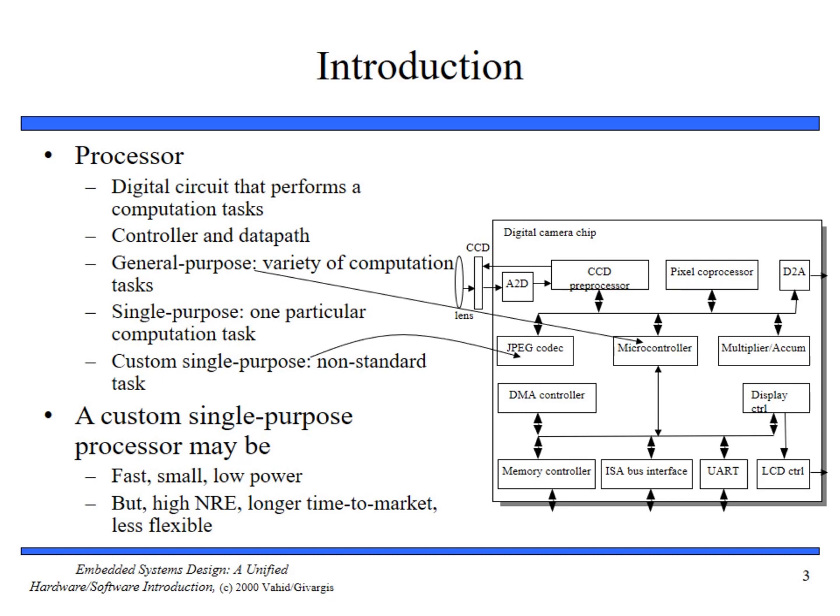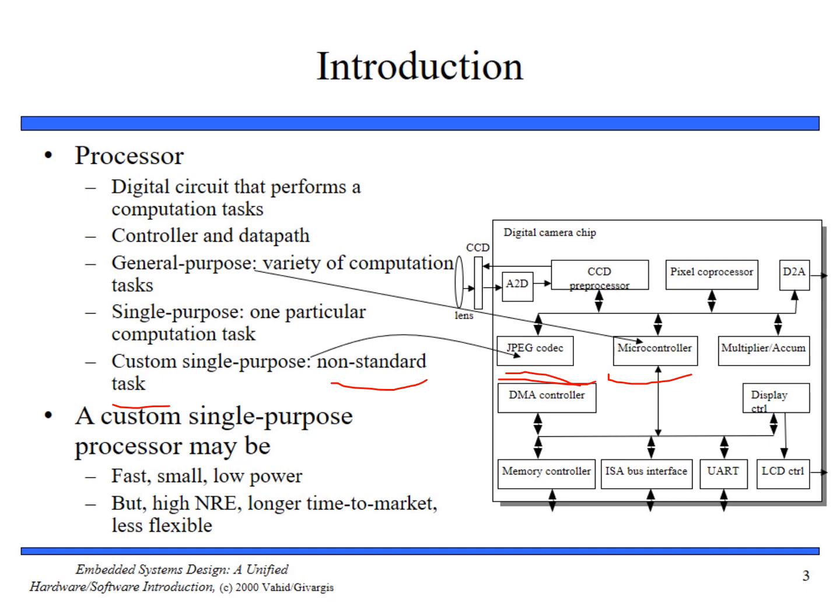General purpose processor performs variety of computational tasks. So this is our general purpose processor here, which can perform variety of tasks. Single purpose processor performs only one particular computation, whereas custom single purpose processor performs non-standard tasks. For example, JPEG. This is a processor that is going to perform non-standard tasks.